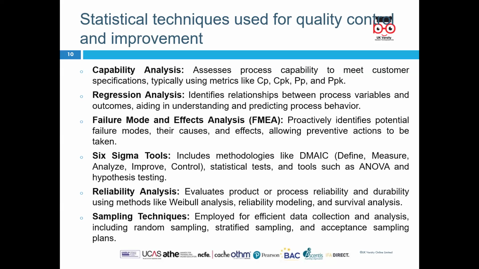Then we have sampling techniques. Sampling techniques are employed for efficient data collection and analysis, which includes random sampling, stratified sampling, and acceptance sampling plans. So these are the techniques that are used for quality control and improvement.